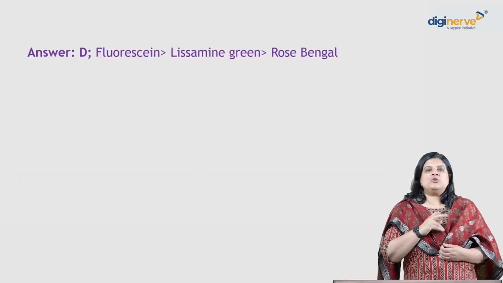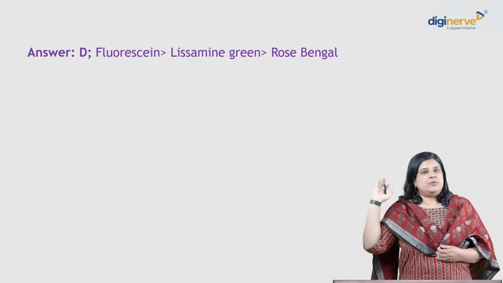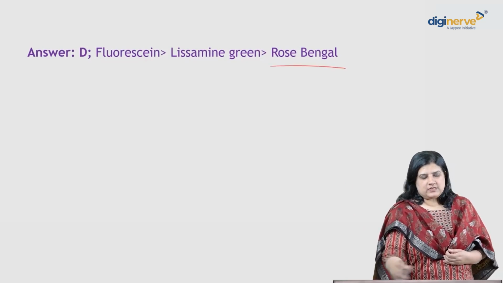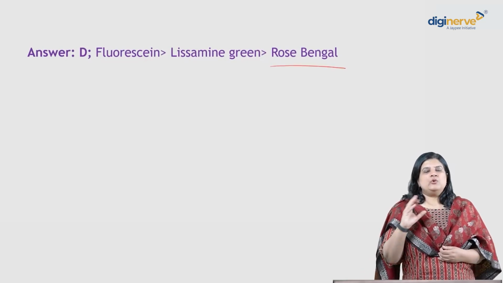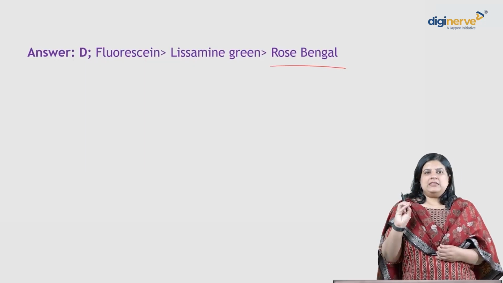So coming back to our question, the most irritant thing needs to be put at the last. Therefore, the correct answer is where the Rose Bengal is the last. First, you put the Fluorescein dye, use a cobalt blue filter, look at the cornea, and draw the staining pattern.